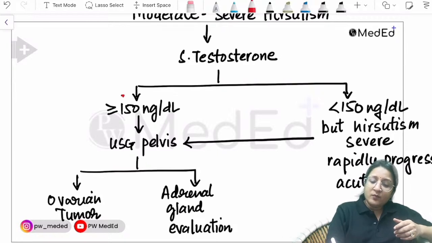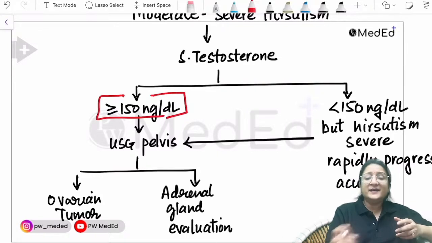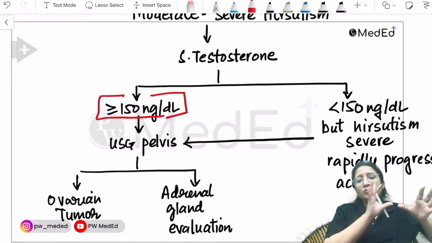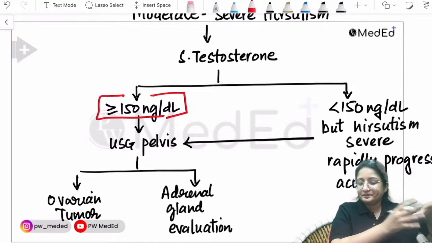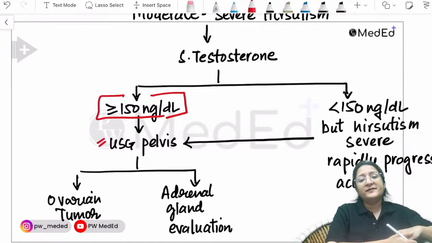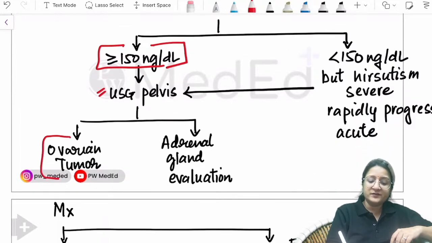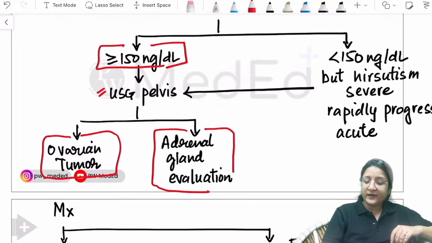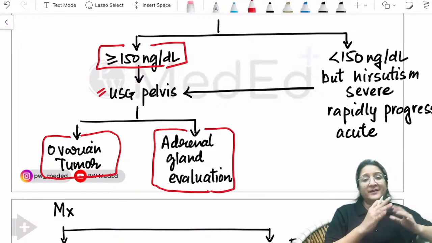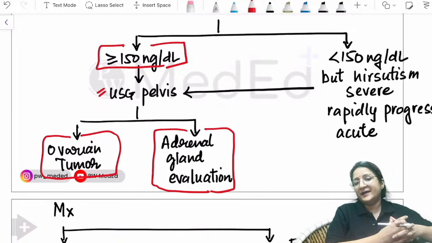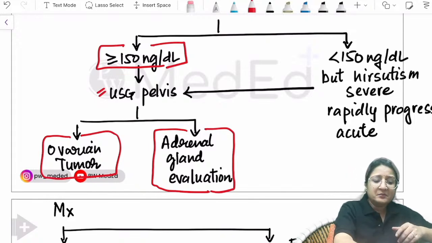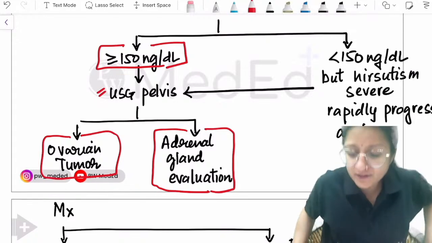If it is more than 150 nanogram per deciliter, that is too high. In PCOS patients, usually the levels are less than 150. Ultrasound pelvis should definitely be done. Maybe there is an ovarian tumor which is secreting androgens. Maybe we should also look for adrenal gland evaluation as well. Maybe it's an adrenal gland tumor which is secreting androgens. Keep that in mind.